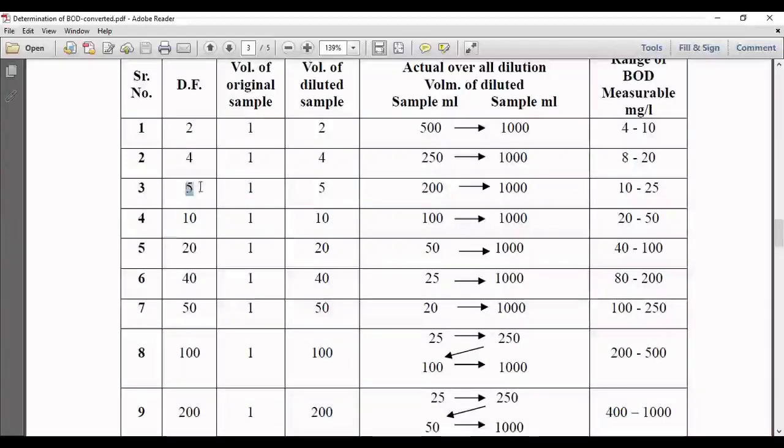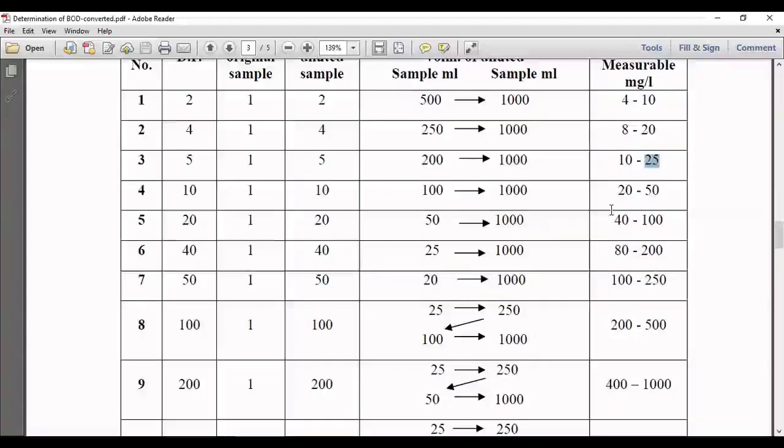For a dilution factor of 5, the total volume is 1000, and the volume of the sample is 200. So 1000 divided by 200 is nothing but 5. We are going to take a 1000 ml measuring cylinder, add 200 ml of the original sample and the rest, 800 ml, of distilled water, so that the total volume becomes 1000. That means we have achieved a dilution factor of 5. So 2 into 5 is 10, and 5 into 5 is 25 mg per liter, right?